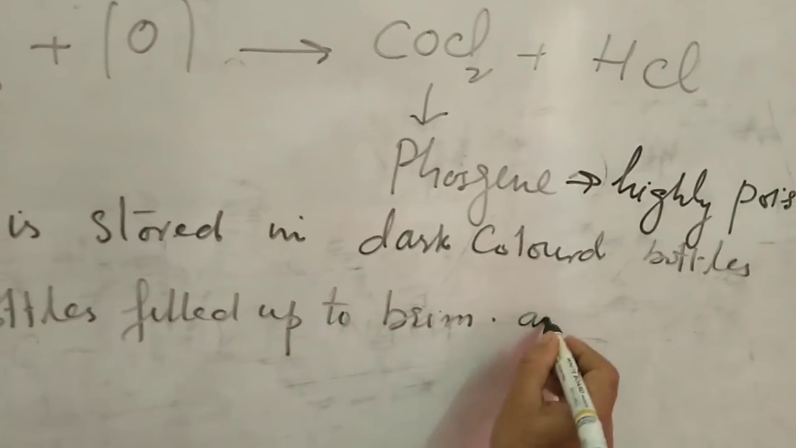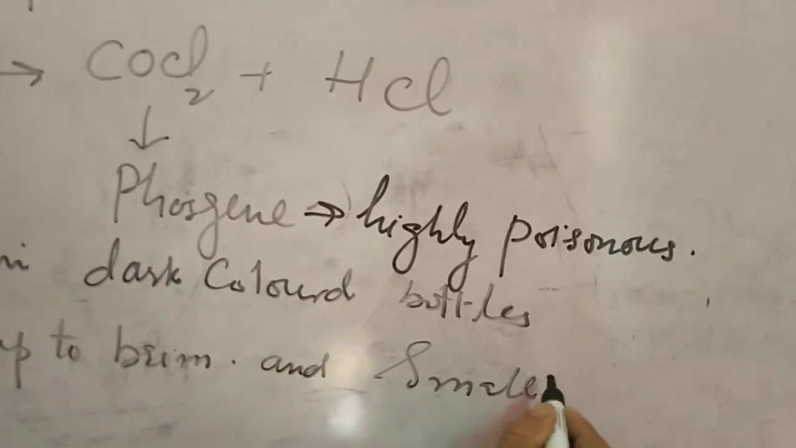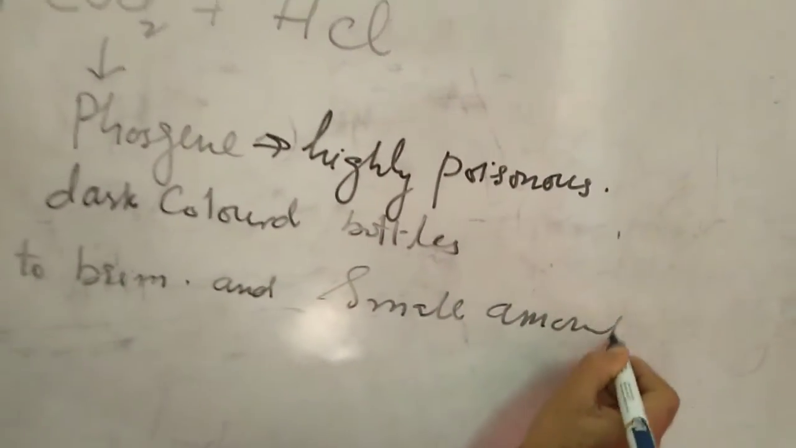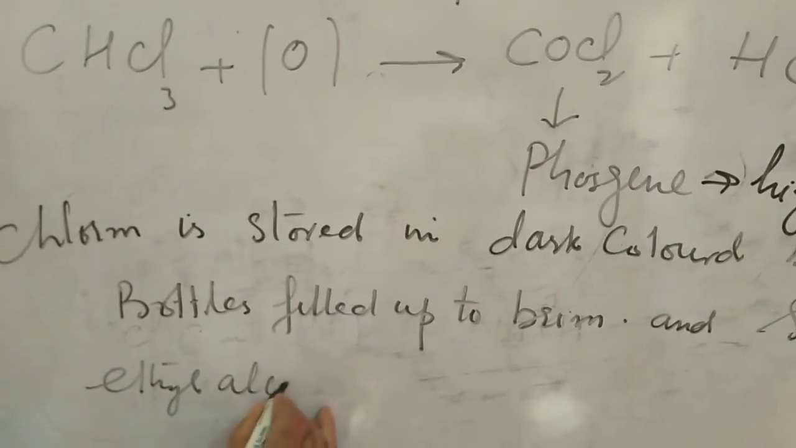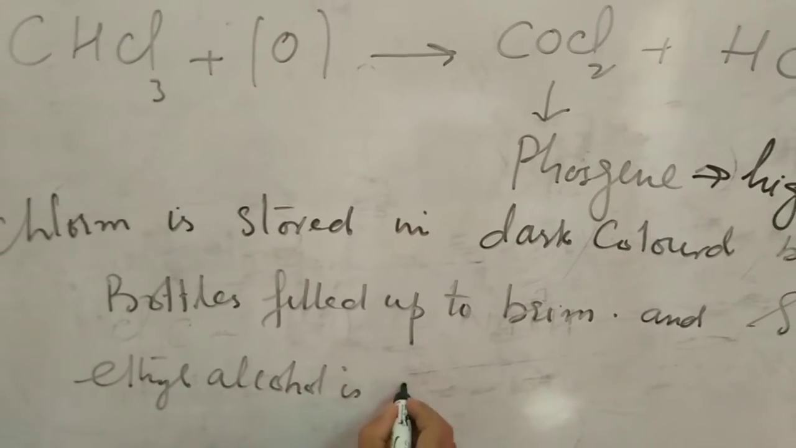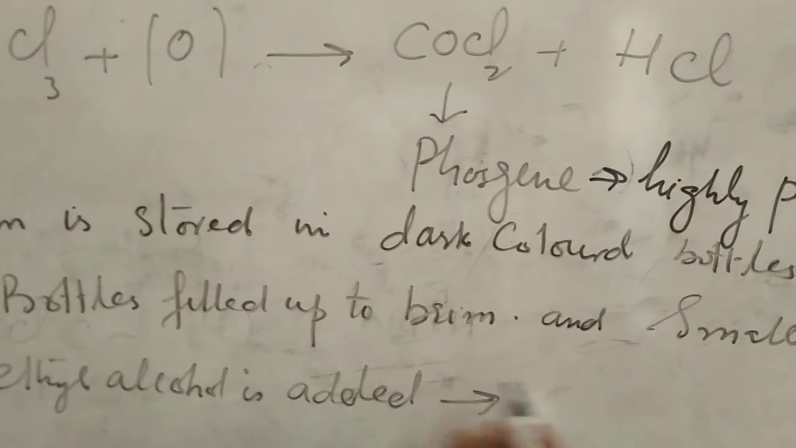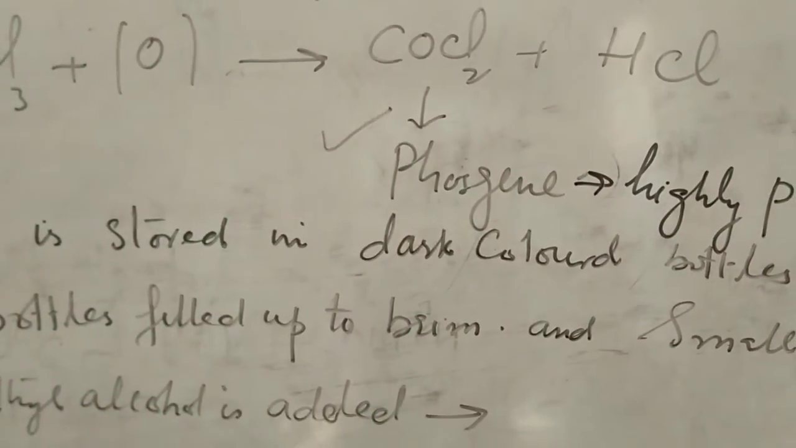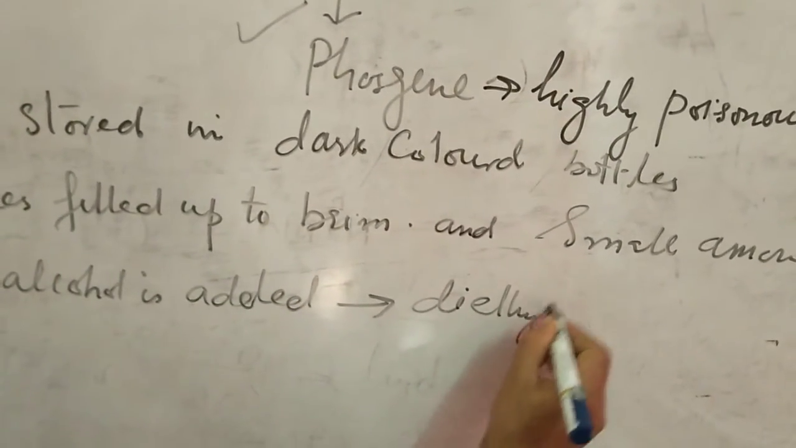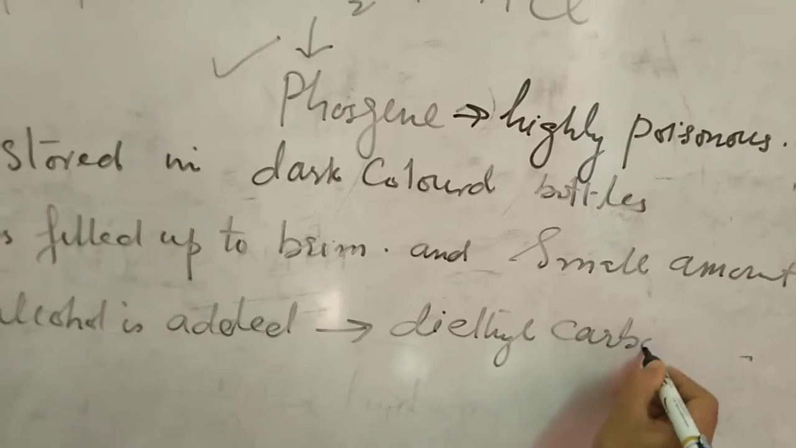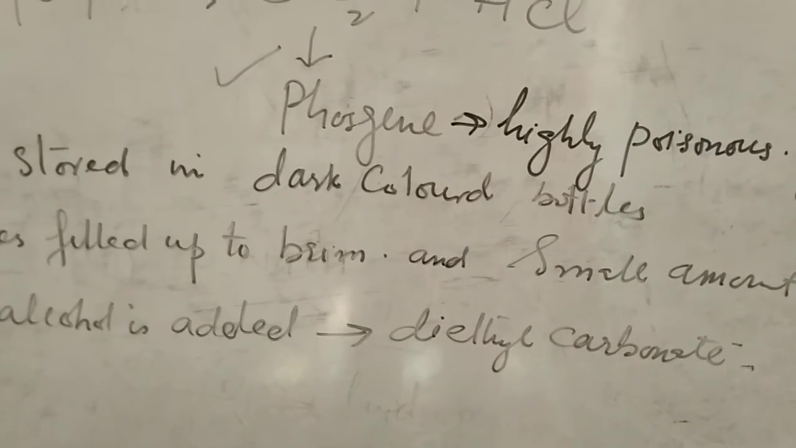And a small amount of ethyl alcohol is added. इसमें ethyl alcohol ऐड किया जाता है ताकि if any of this phosgene gas is formed, then that gets converted into diethyl carbonate. That gets converted into diethyl carbonate.